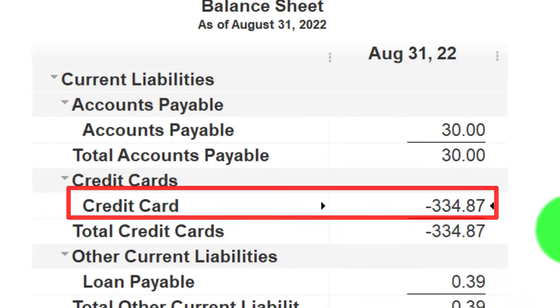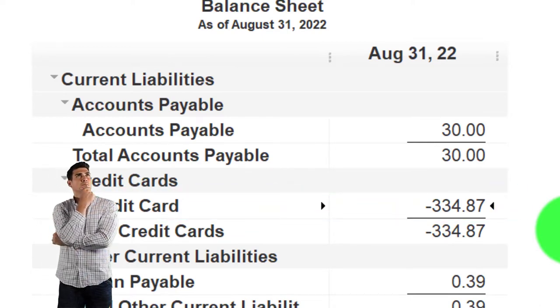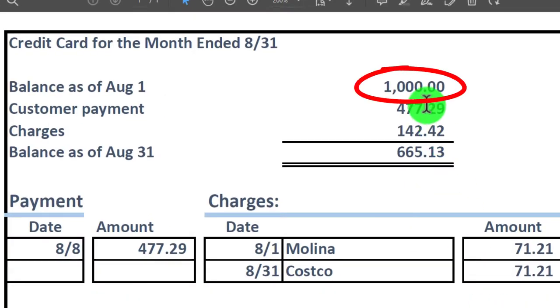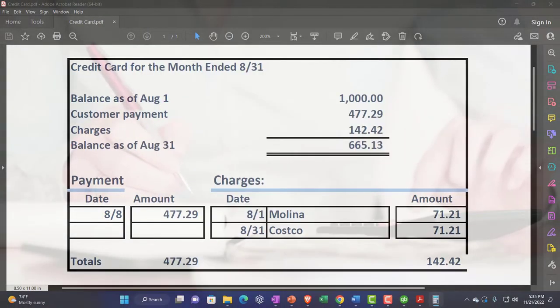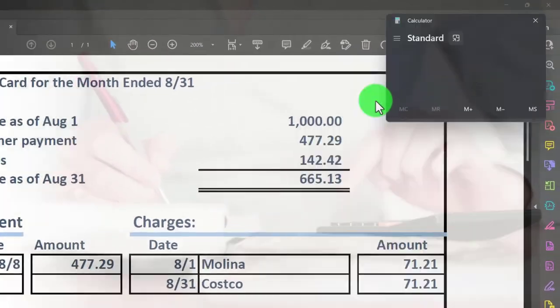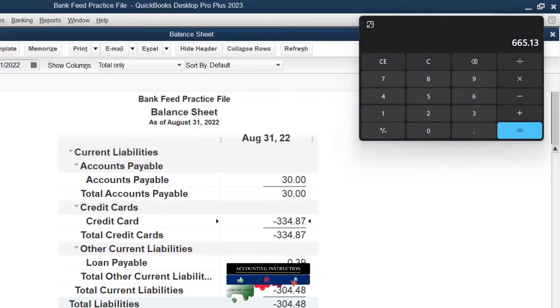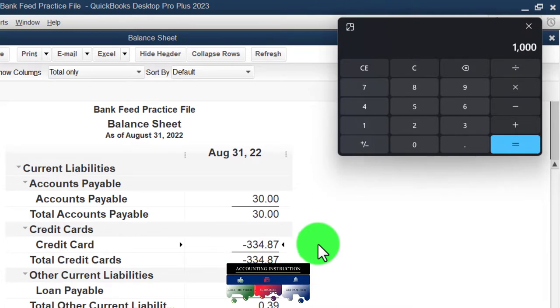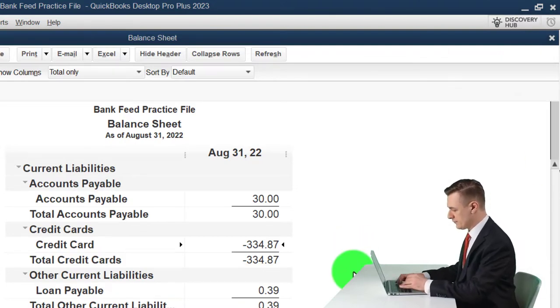So obviously this doesn't look right. How can it be wrong when I constructed my books from the bank feeds? Well, that's because we don't have this beginning balance of 1,000 in there. If I take my trusty calculator here, we take the 665.13 minus, well, we have to add it in this case because it's a negative, 334.87, then we get to the 1,000. So I've got to enter that beginning balance into the system. Let's see that in the bank reconciliation before I enter it.